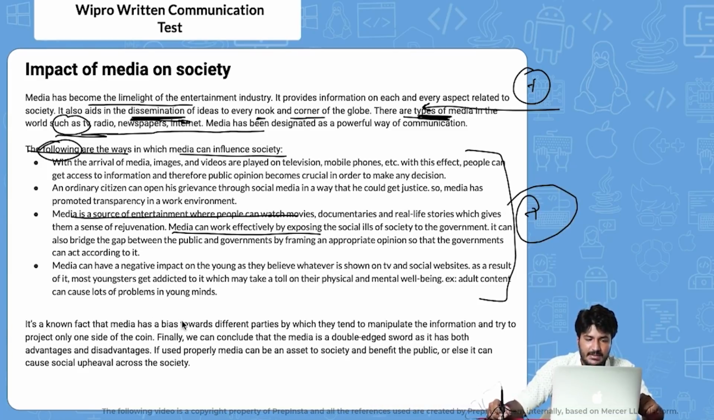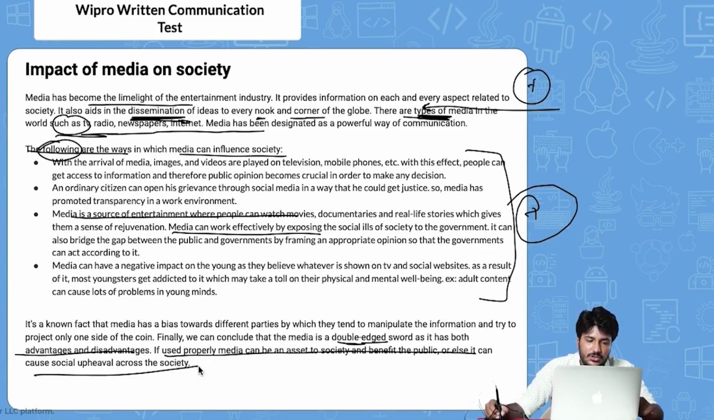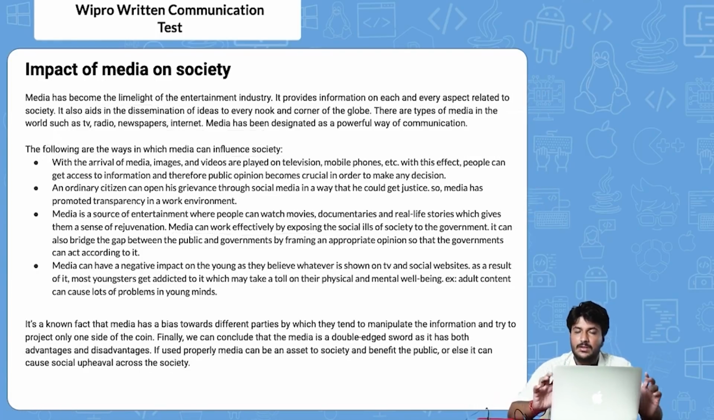It is a known fact that media has a bias toward parties and then tends to manipulate information, trying to project only one side of a coin. Finally, we can conclude that media is a double-edged sword. It has both advantages and disadvantages. If used properly, it can be an asset, or it can cause social upheaval. Now, this is perfect. If I was reading it, I would have said perfect. That is a perfect thing that you've written.